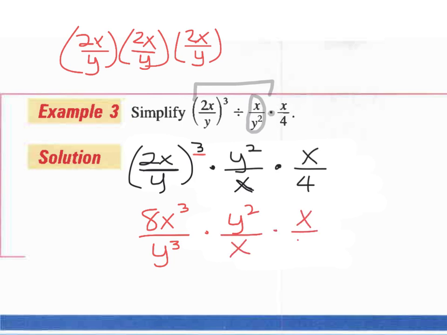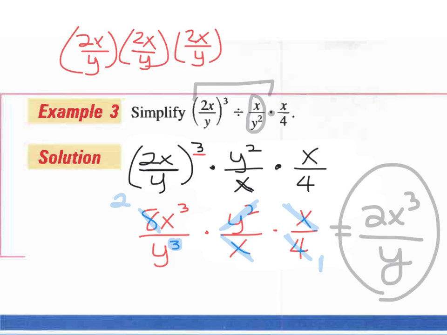I'm just rewriting. I'm now going to look for things that I can simplify. So notice I have an x here that I could cross off with this one. I could also simplify my y's here. I've got 2 y's here, so I could take the exponent away and left with 1 y. Then I also have an 8 and a 4 that I can simplify. I can make this a 1 and make this a 2. And now I'm going to multiply what remains. 2 times x to the 3rd, and then I have 1y in the denominator. And you're done.